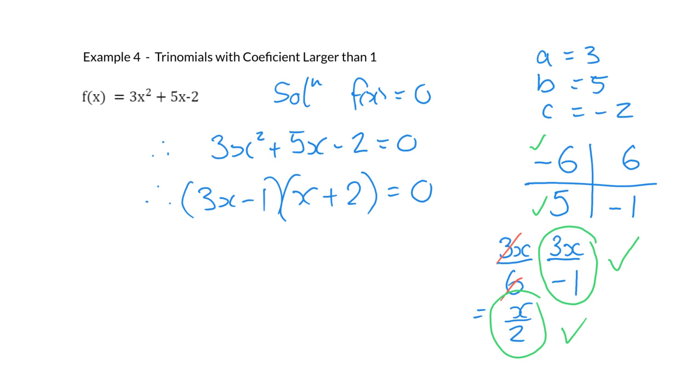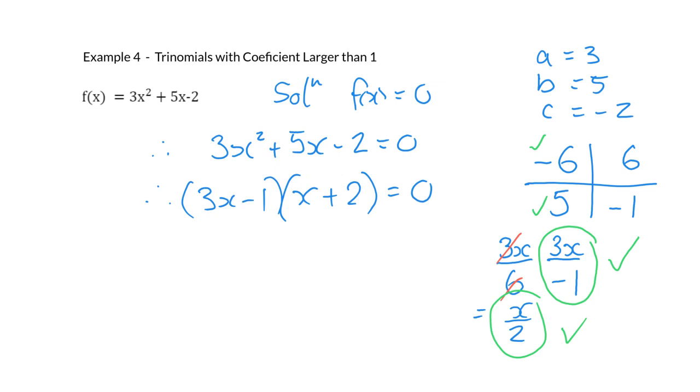Okay, so let's just do a very quick check with that. 3x times x gives us 3x squared. 3x times 2 gives us 6x. Negative 1 times x gives us negative x, which gives us our 5x. And negative 1 times positive 2 gives us our negative 2.